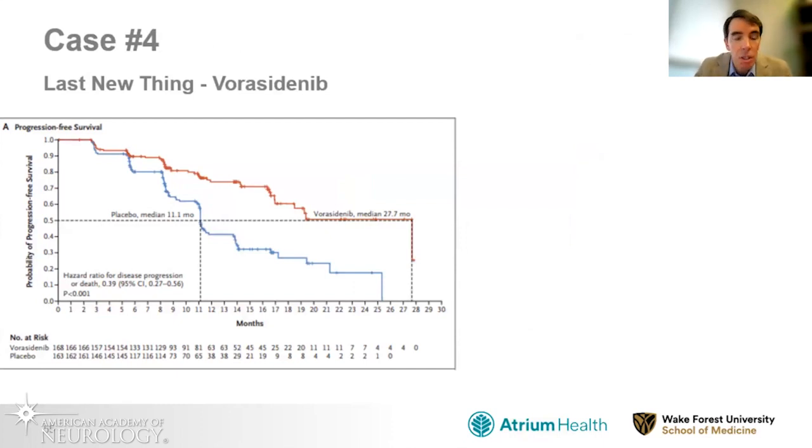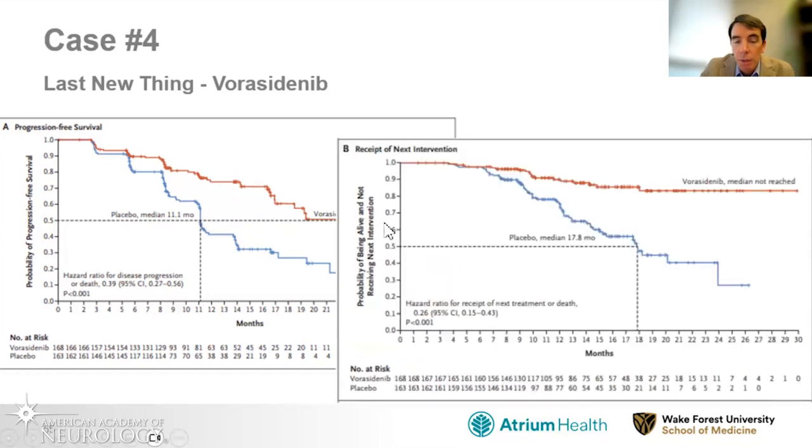It just happened a month ago. This is a new medicine, vorasidenib. It's an IDH inhibitor that was used to treat low-grade glioma patients. And what you're looking at here is the progression-free survival, the time to when that tumor progressed. If they had no treatment, they progressed at 11 months, and with treatment out to 27 months. And even more importantly, the time to next intervention, the next treatment, went from 17 months to just not even needing a treatment on this medicine.